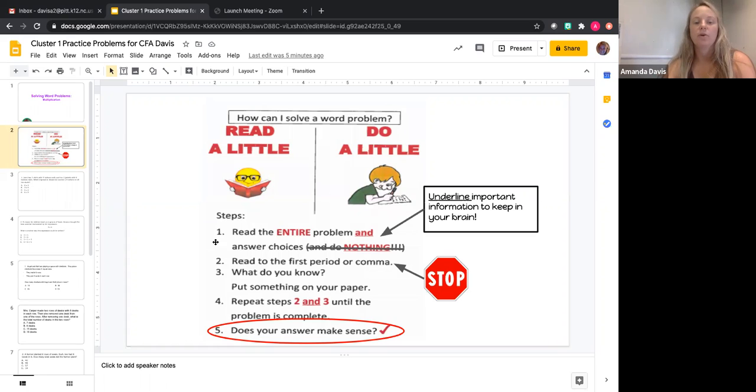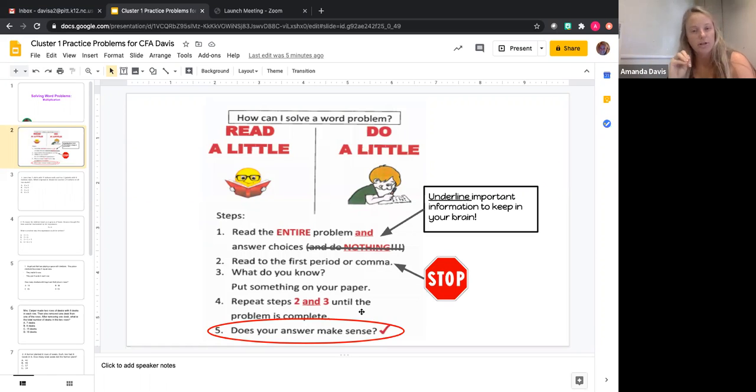Step 1, read the entire problem and the answer choices, but don't do any math. As you read, I want you to underline important information to keep in your brain. Don't worry, we'll practice in a minute. Then after you read the whole problem, and as you read, you're using your pencil to underline important information, you're not going to do any math, you go back to the first part of the problem. Read to the first period or a comma and stop. See the stop sign? Stop.